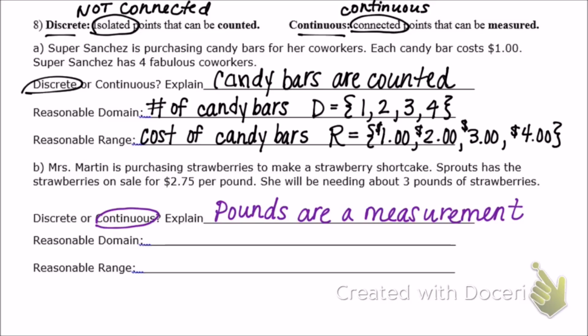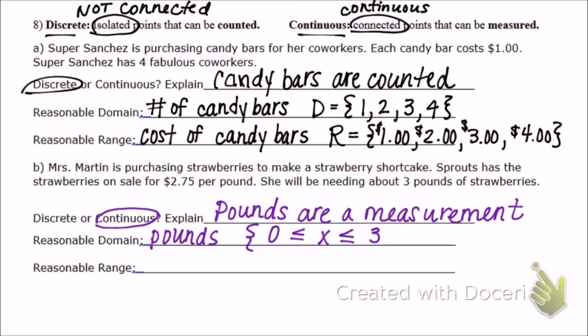Okay, so for this one, our domain is going to be the amount in pounds that she purchases. So our pounds, she needs about 3 pounds of strawberries. She doesn't need more than that. So we would say she could purchase anything from 0 pounds to 3 pounds, and we know that our domain is our x's. Since this is continuous, we need a continuous notation to represent everything that is bigger than or equal to 0 and less than or equal to 3.